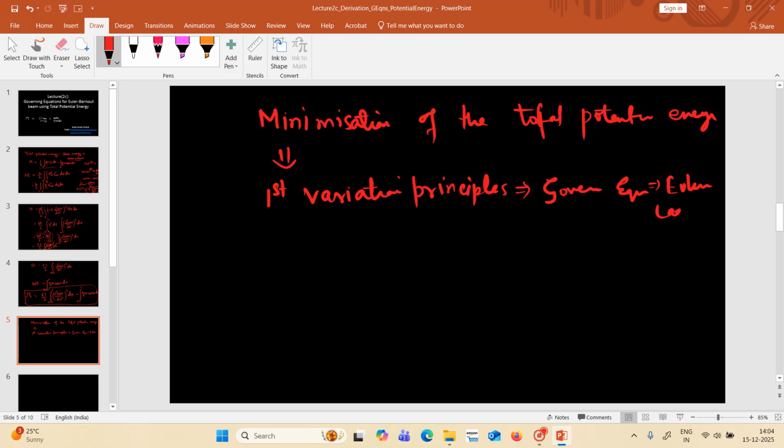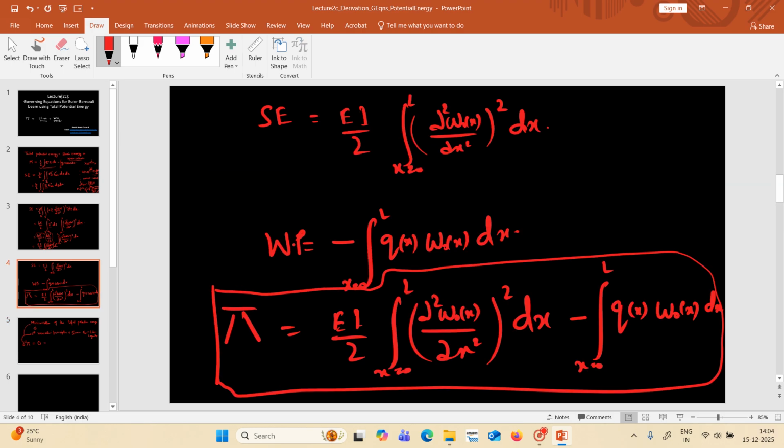Euler-Lagrange equations. Okay, so what we will do, we will write del 1 of the total potential energy. It is called the minimization of the first variational principle. Okay, del 1 pi must be equal to 0. That is called the minimization. Okay, so now if we have this del 1 of pi, then this must be minimized.